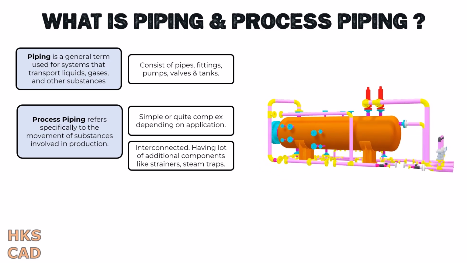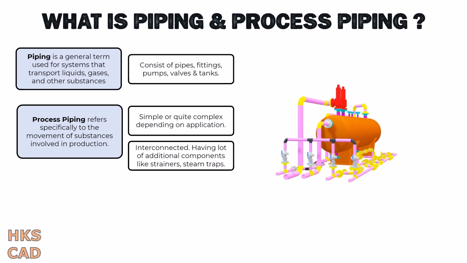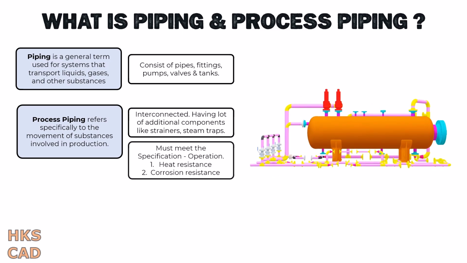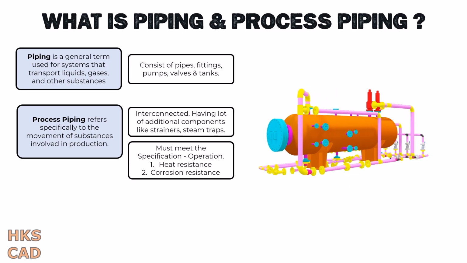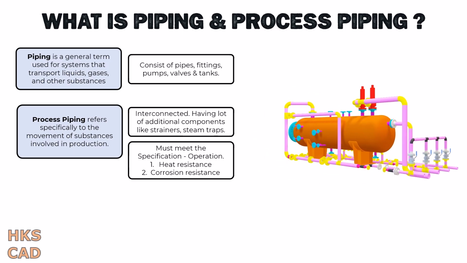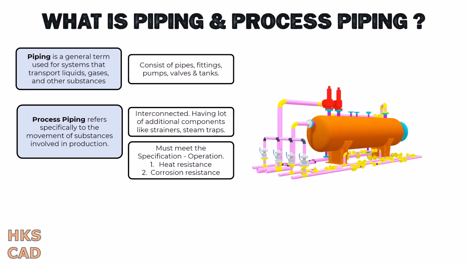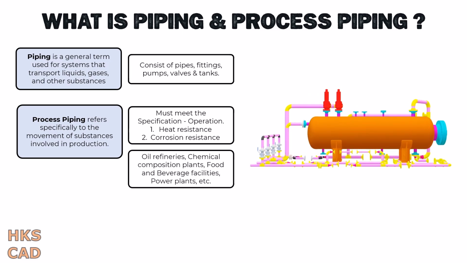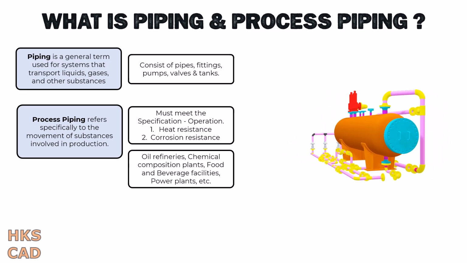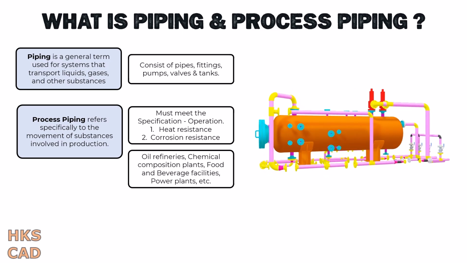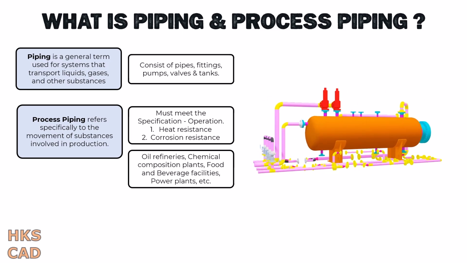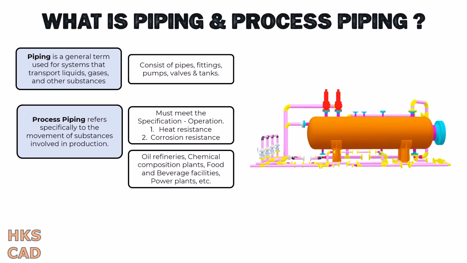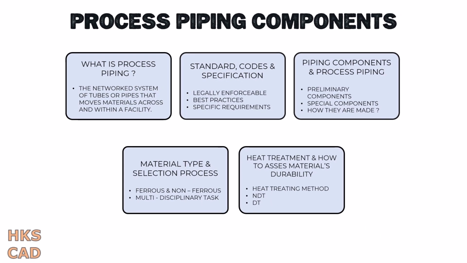A facility's fluids, gases, and other materials are moved about via a system of pipes, valves, and other parts known as process piping. It is utilized in numerous industries, including the following, and is an essential component of many industrial and manufacturing processes: oil refineries, chemical processing plants, food and beverage facilities, power plants, paper mills, brewers, wastewater treatment facilities, pharmaceuticals, HVAC systems.